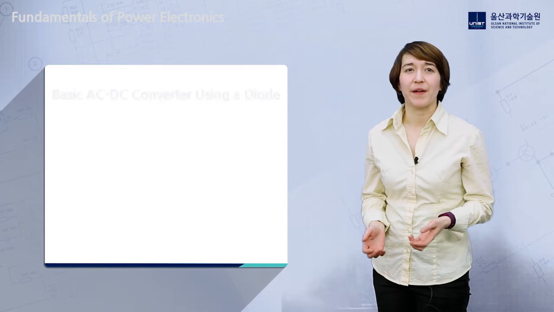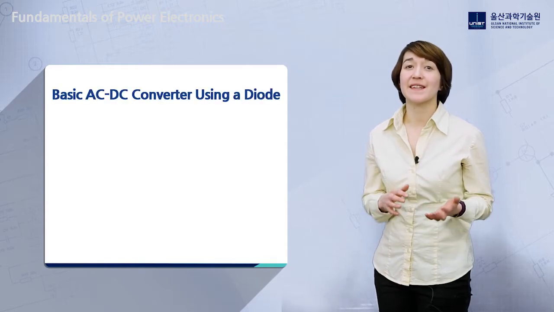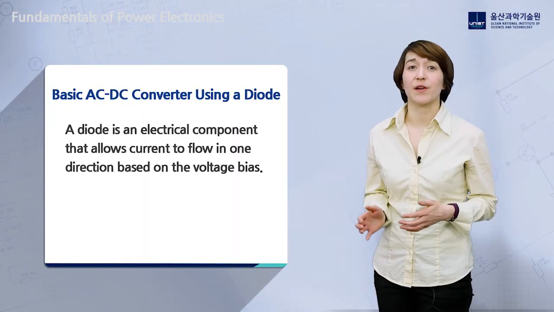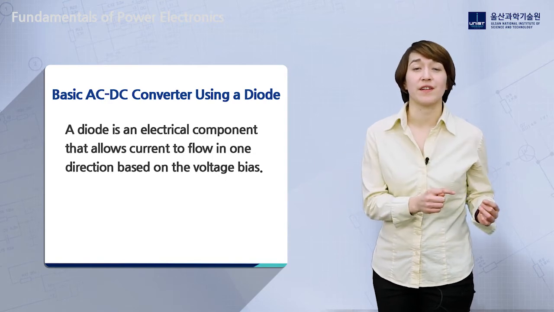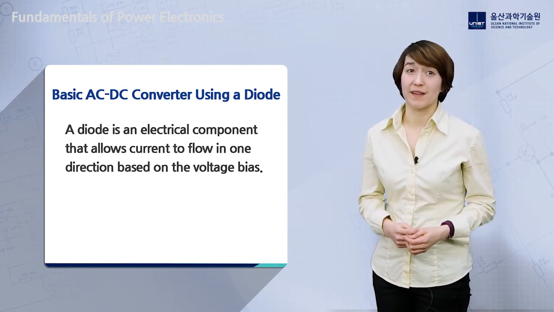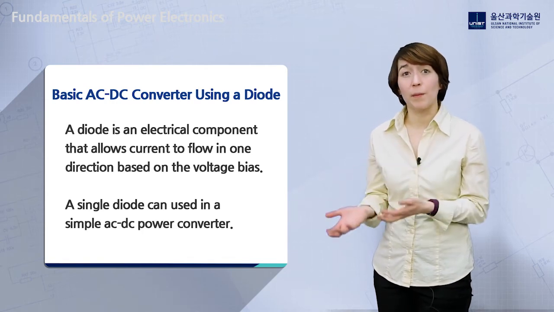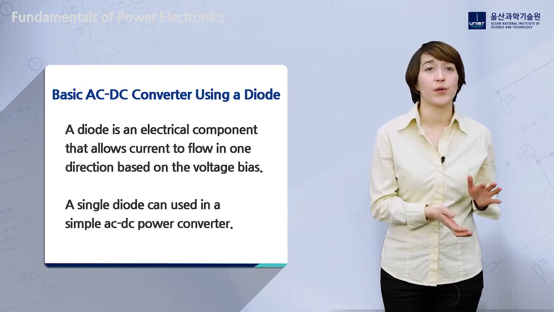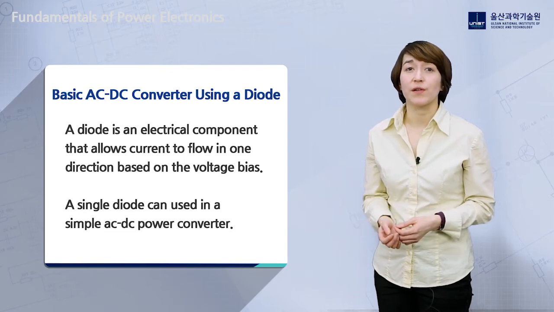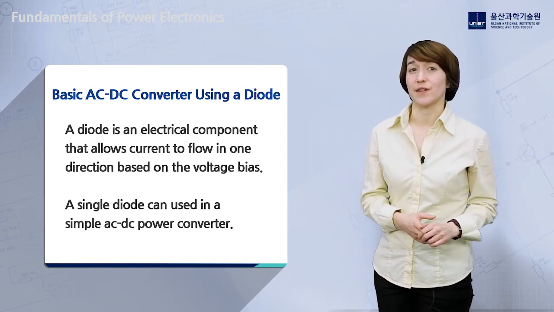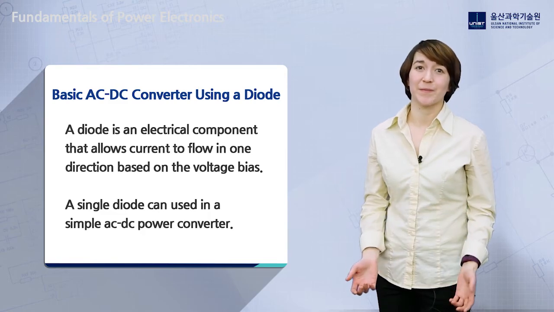Here, we will learn about a very basic type of AC-DC converter that uses a single diode. As we saw, a diode is an electrical component that allows current to flow in one direction based on the voltage bias. If we have an AC source, like the wall power, and a DC load, we can use a diode to achieve a simple AC to DC converter. Let's take a closer look.